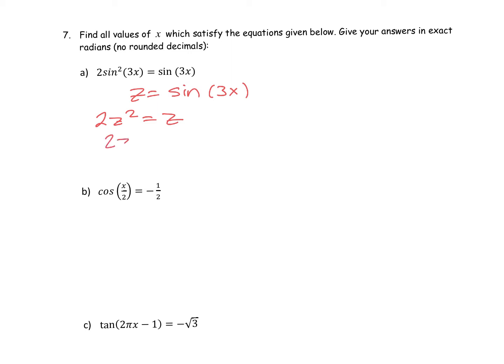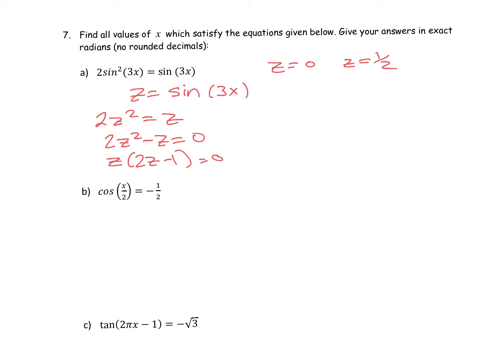I'd bring everything to one side and then factor out the z. And so I've got z equals 0, oh, I forgot the 0 over here, and z equals 1/2. But then I'm just going to plug back in what that z was. And again, you don't have to do this z substitution. You could just bring the sine 3x over and recognize that both terms have sine 3x and just factor that out. But if you don't recognize that at first, sometimes a z substitution is helpful.